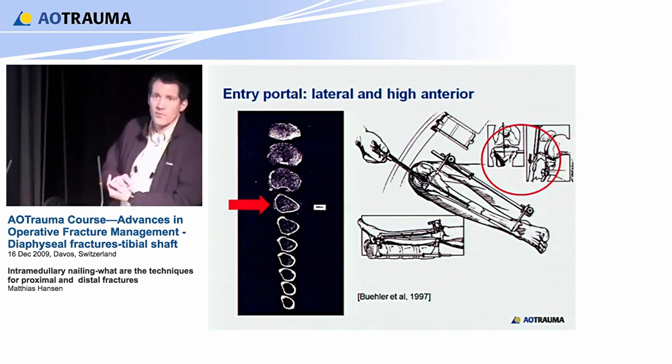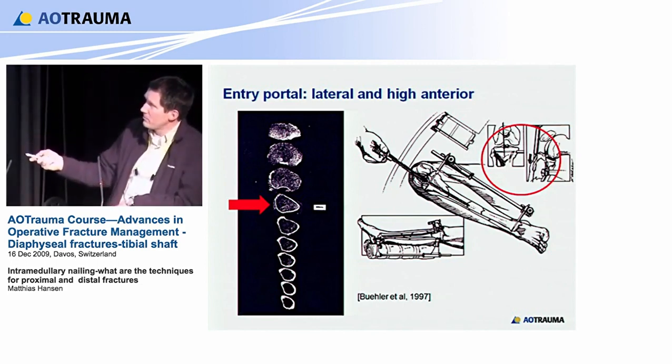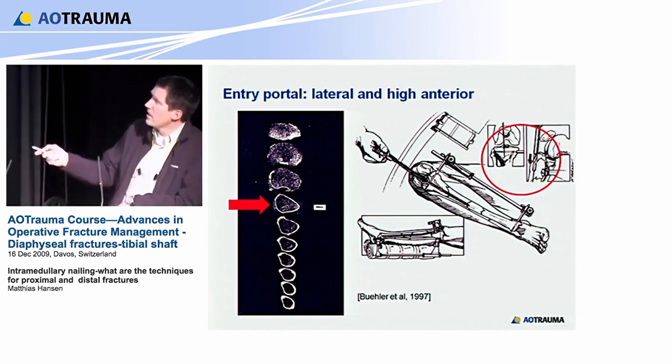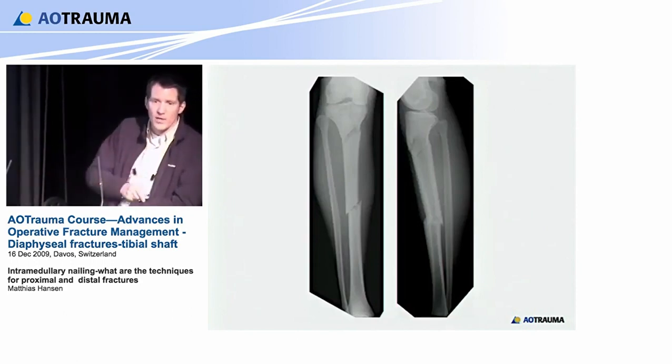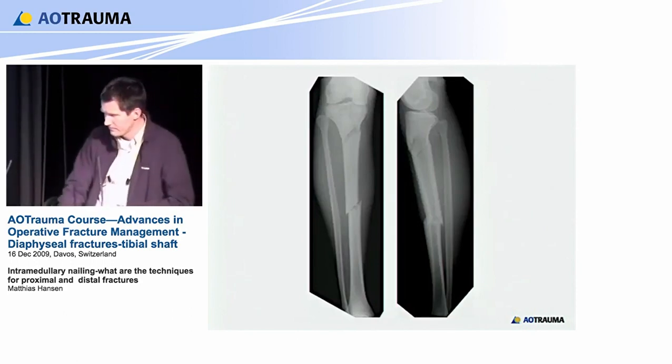The bias of this is that if dissected from proximal to distal, the tibia is somewhat triangle shaped with the largest diameter on the lateral side. This is where you have to get your nail in.